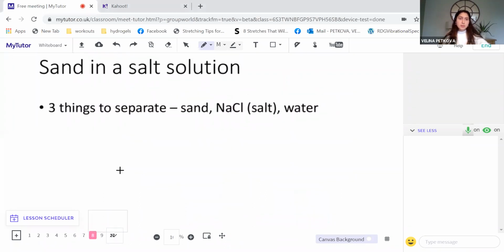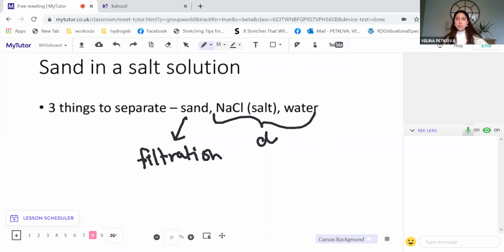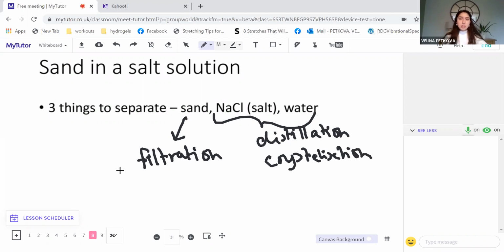So yeah, as we've seen, with sand and salt, we have three things to separate. How would we separate the sand? Firstly, sand is insoluble, so we're going to use filtration. And then to separate the dissolved salt in water, we either use distillation or crystallization, depending on if we want to keep the solvent or not. Does that all make sense?